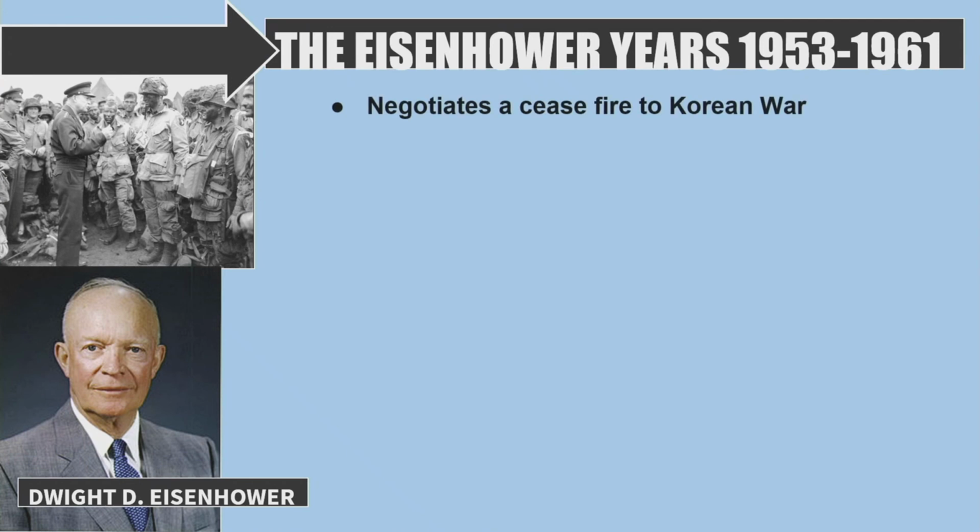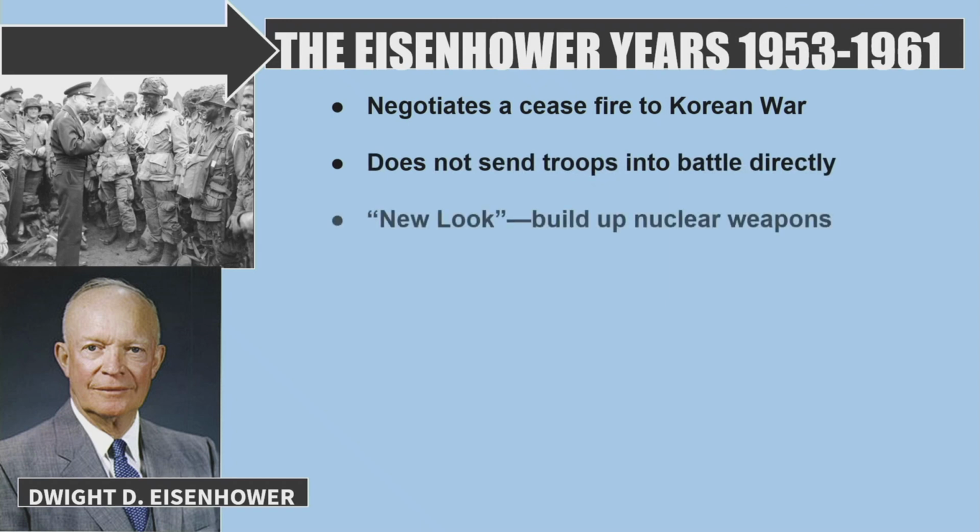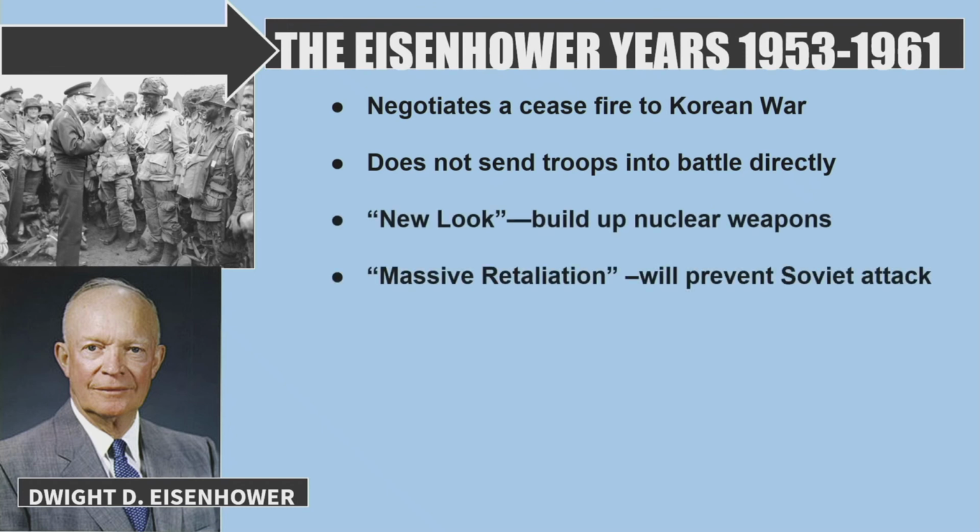We're now going to move into the Eisenhower years. President Eisenhower was our great general at D-Day. Even though he's a general, he's actually going to lessen our direct military involvement. He's going to end the Korean War. We're going to draw that line right where it was at the beginning. He won't send troops into battle directly very often.